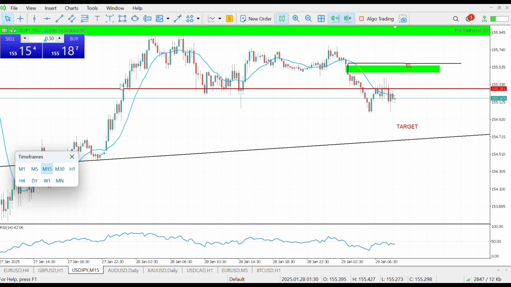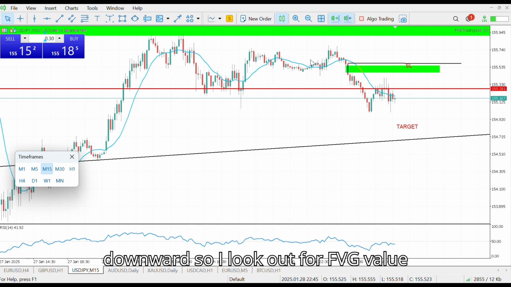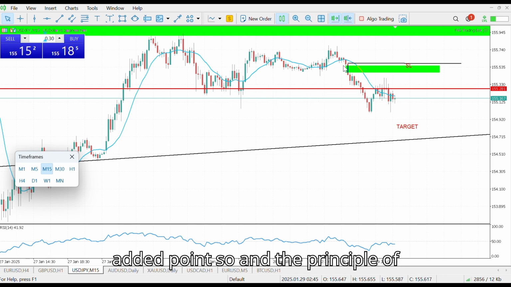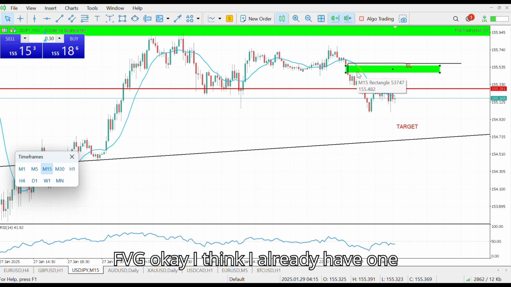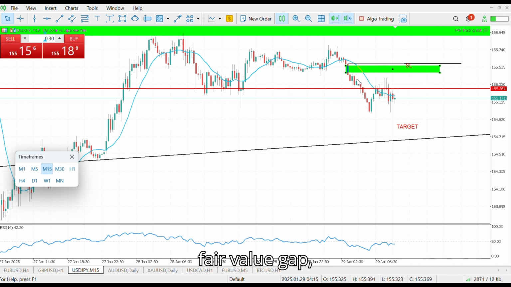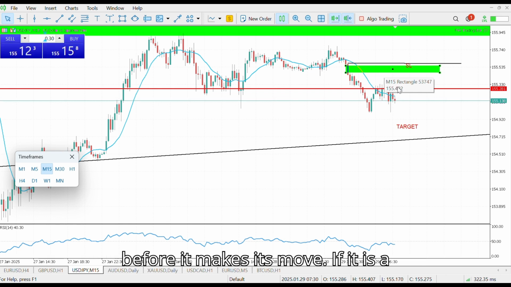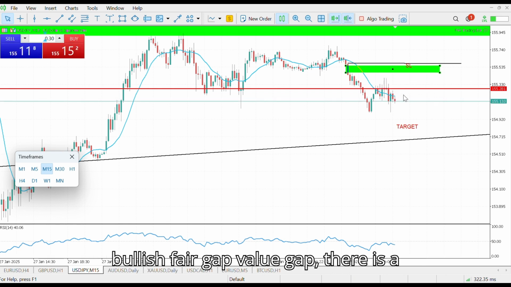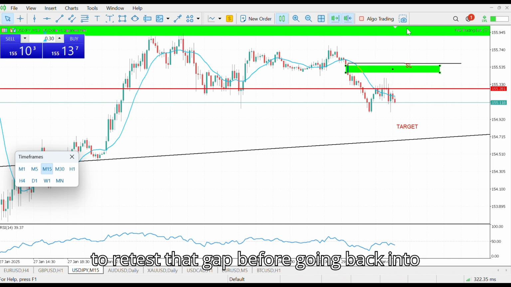Since I already have missed my entry here, I know that the direction of this particular trade is downward, so I look out for an FVG, fair value gap. The principle behind FVG is that whenever there is a fair value gap, there is a high tendency of price retesting that gap before it makes its move. If it's a bullish fair value gap, there's a tendency of price making a bearish move to retest that gap before going back into the bullish direction.